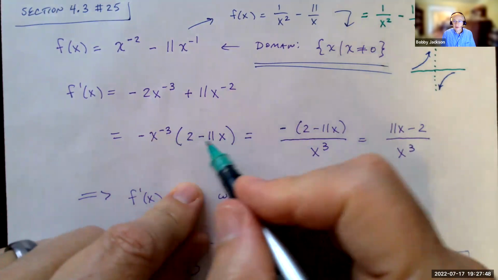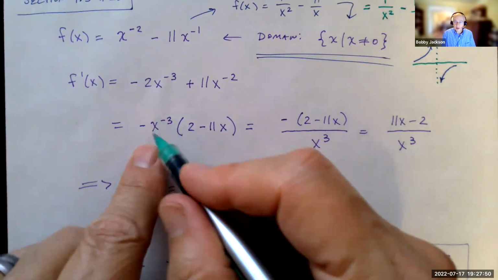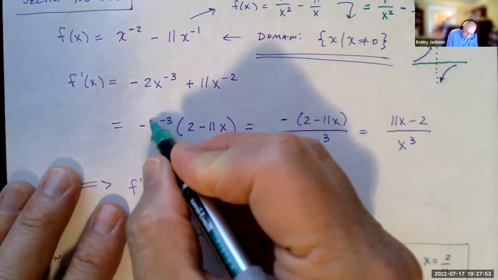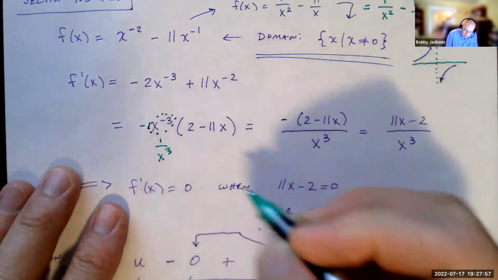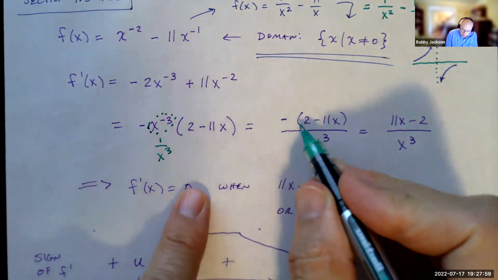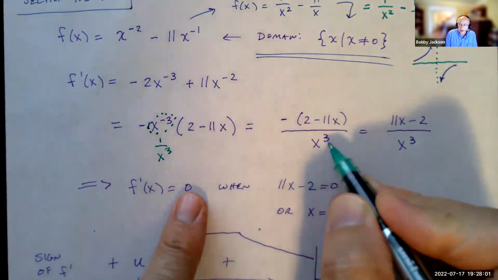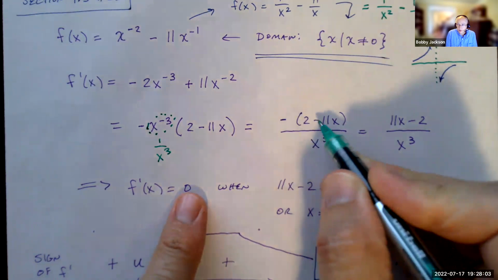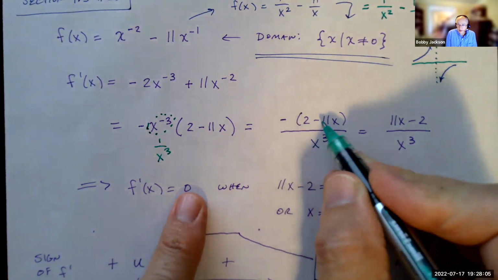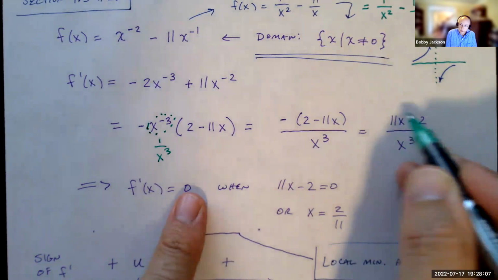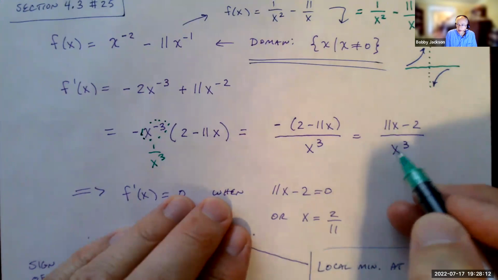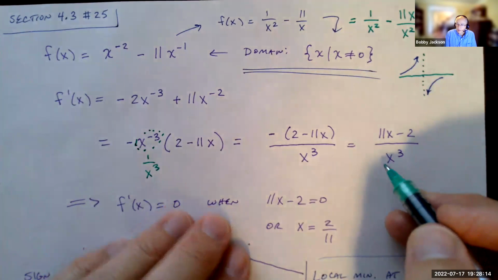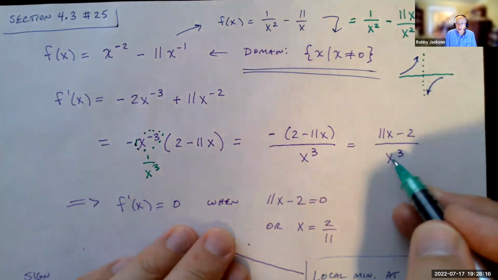And so this is the factored form, which I can rewrite. X to the -3rd power right here is the same as 1 divided by x cubed. And so I get negative the quantity 2 minus 11x divided by x cubed. If I distribute this negative through, it becomes 11x minus 2. So in that nicer form, there's my derivative. Now, again, x can't be 0. We know that's not in the domain, and therefore the derivative is never undefined on the domain of the function.